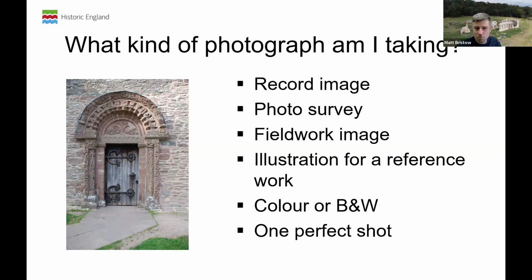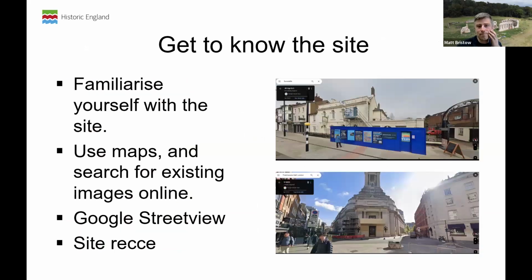You'll notice I've not got a picture of one perfect shot because I've yet to produce one. But the point I mean is, are you going to one place to take one photo of one aspect? And with that in mind, like planning, make sure that you familiarize yourself with the site. Look at maps, look at other images that exist online, and make liberal use of Google Street View, and if possible, although I appreciate it isn't, a site recce in advance to think about how best to tackle the area that you want to photograph.